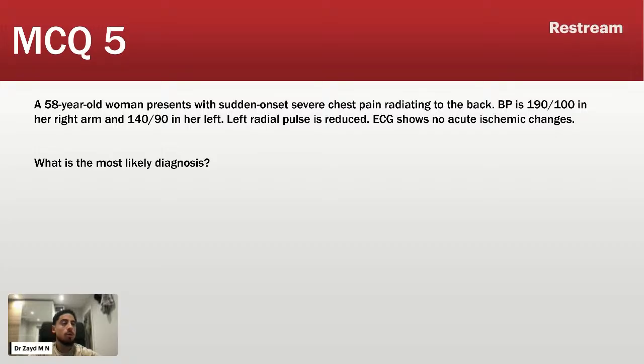You have a 58-year-old woman. She presents with sudden onset severe chest pain radiating to her back. Her blood pressure is high at 190/100 in her right arm. However, in her left arm, it's only 140/90. Okay. Her left radial pulse is reduced, and you do an ECG, but it's largely normal and doesn't show any ischemic changes. What does everyone think this could be, and what investigations would you like to do? Just drop in the chat, please, if anyone has any ideas.